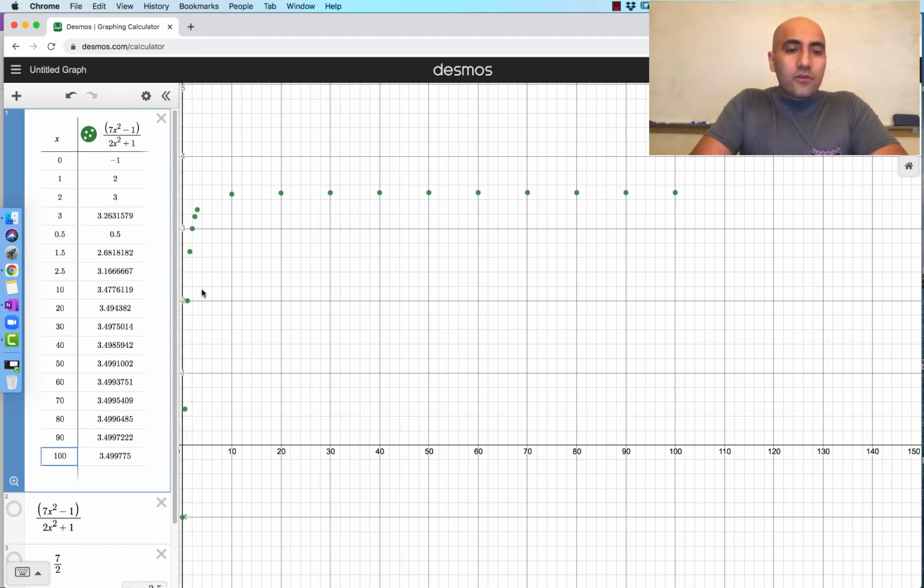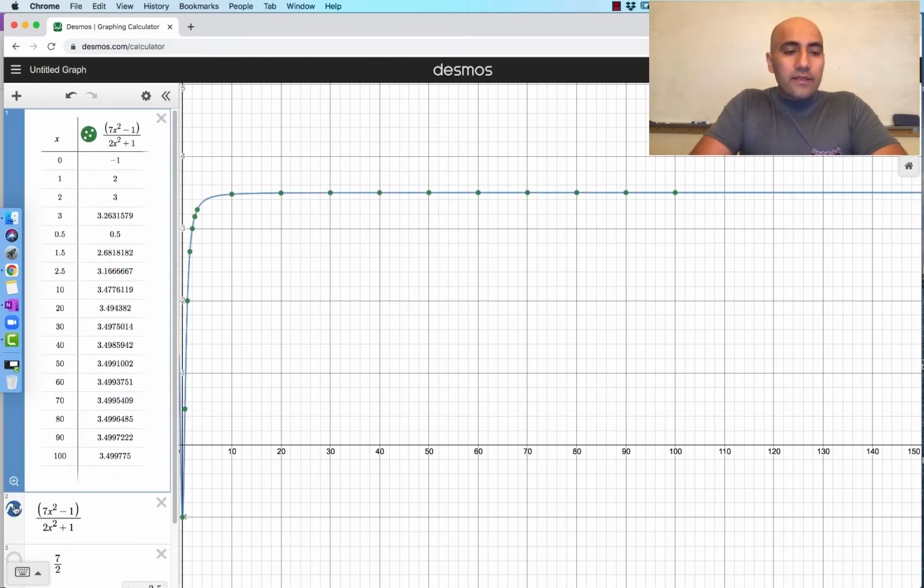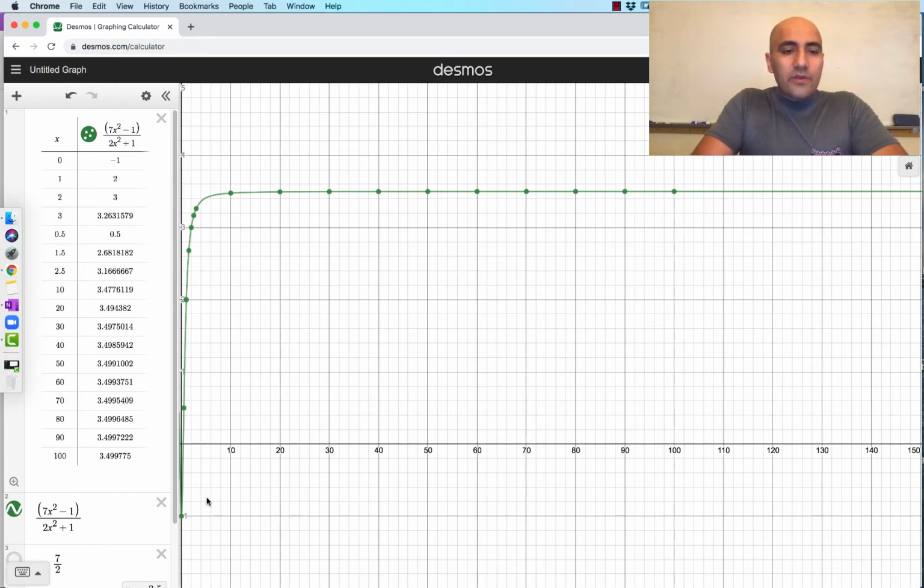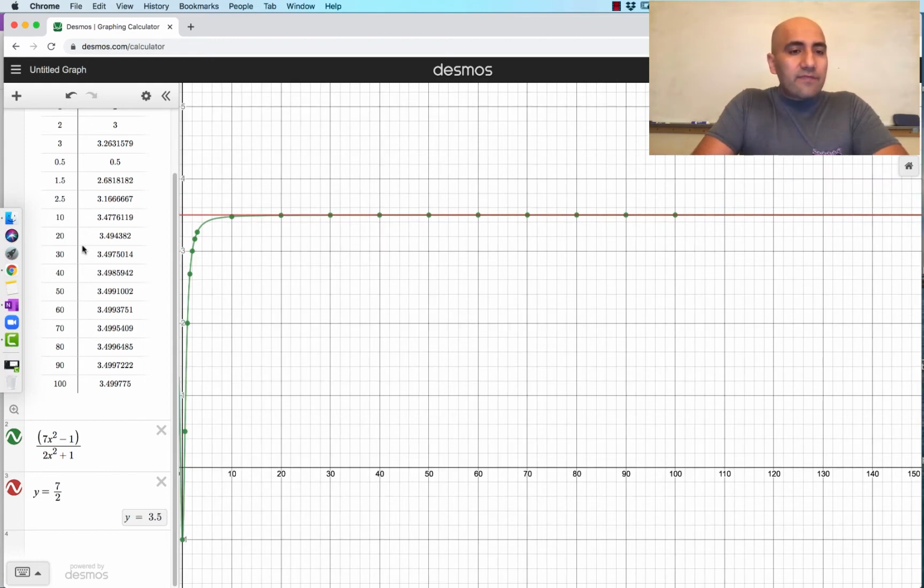Okay, if we continued to graph more and more of these points, we'd eventually get a nice smooth curvature that would look like this. So this green curvature is the graph of that rational function. We can see that they are approaching some constant value, and that constant value is the line y equals 7 over 2, which is 3.5. And we can see from the table here as well, probably even better really, that the output values are getting closer and closer to 3.5. They never quite equal 3.5. We can get really, really close.